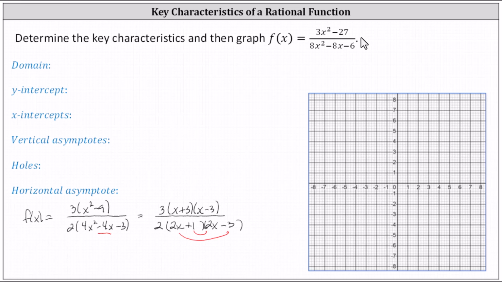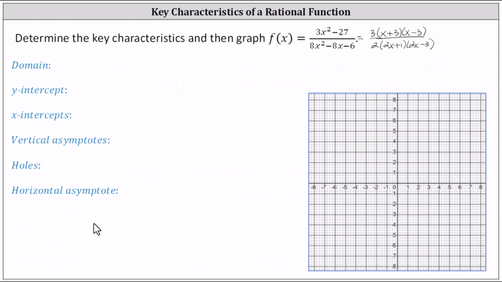Let's go ahead and write the rational function in factored form above. And that's where we're going to determine the key characteristics. First, the domain is the set of all possible inputs, or x values. And because division by 0 is undefined, we must exclude the x values where we have division by 0, which is where the denominator is equal to 0.